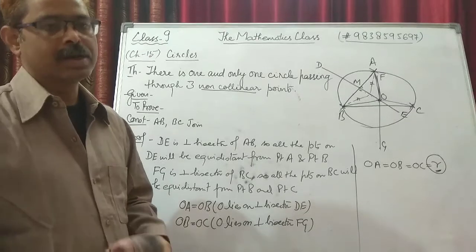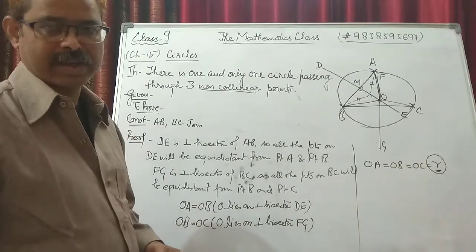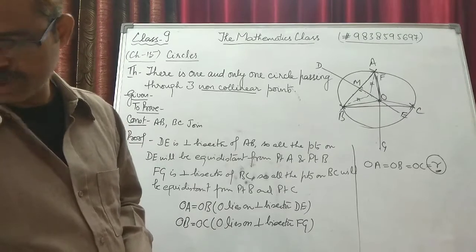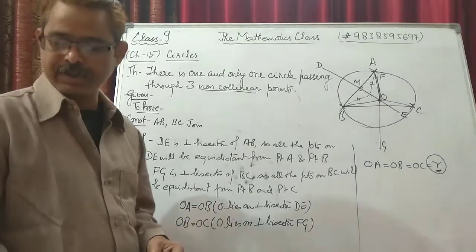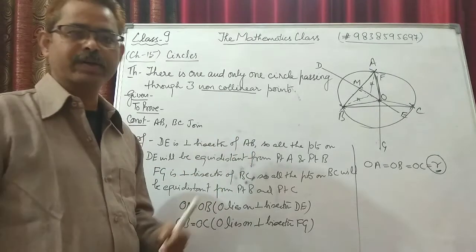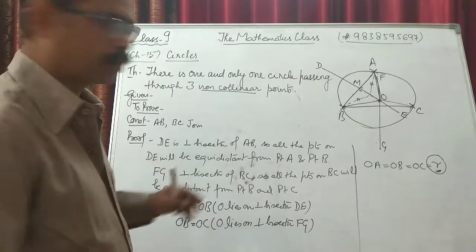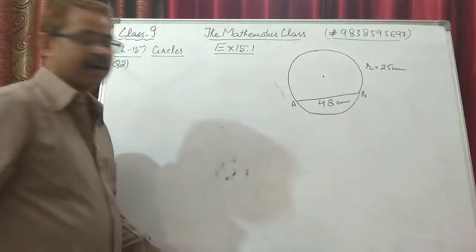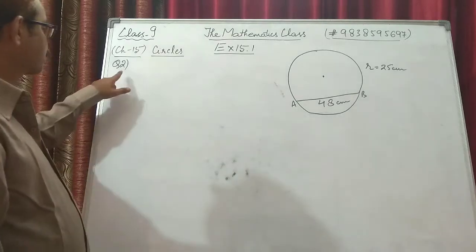Now we have finished with the 3 theorems we have discussed. Now we move on to the exercise, exercise number, I think it is 15.1. We'll start with the questions, and first I will be doing the multiples of 2, and later on when it's proving questions, then I will be doing all the questions. Now we start with exercise 15.1, and I have started from question number 2.